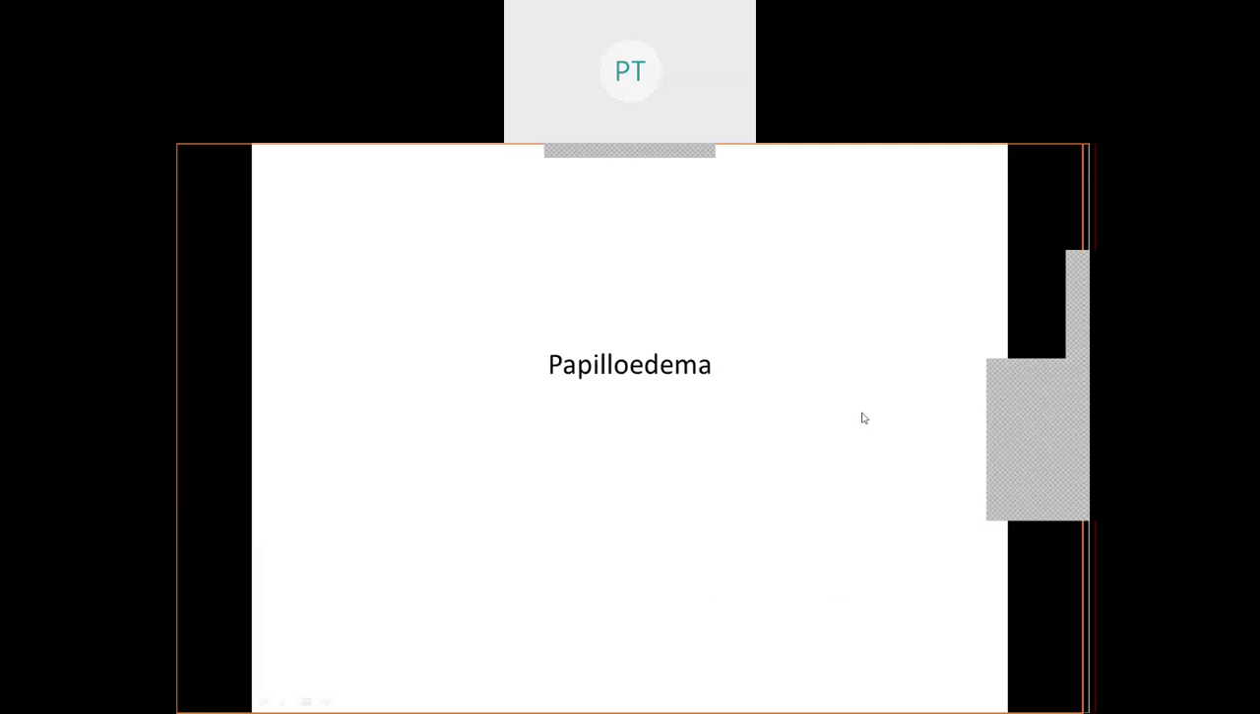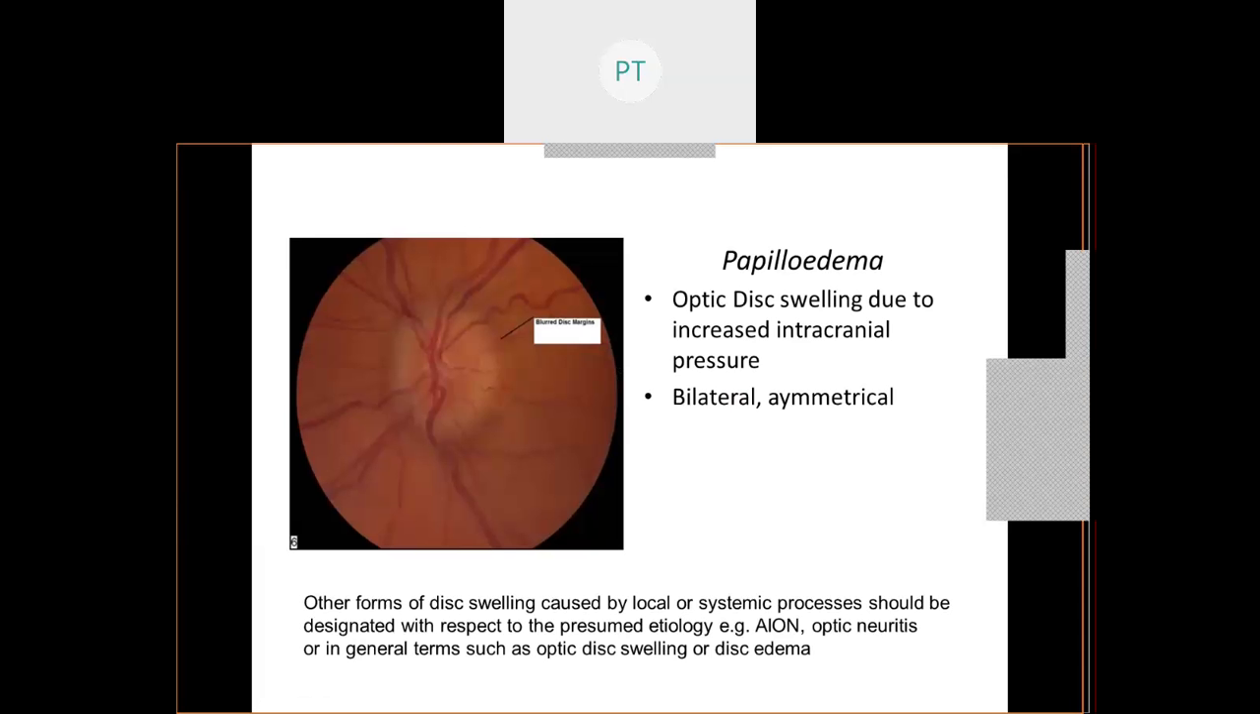Today we will go to a new topic in neuro-ophthalmology, papilloedema. Okay, so what is papilloedema? It is defined as the optic disc swelling when there is an increase in the intracranial pressure, and it is usually bilateral, although it can be asymmetrical.